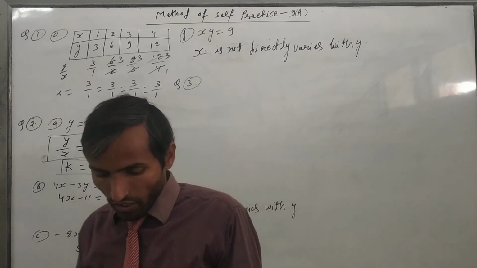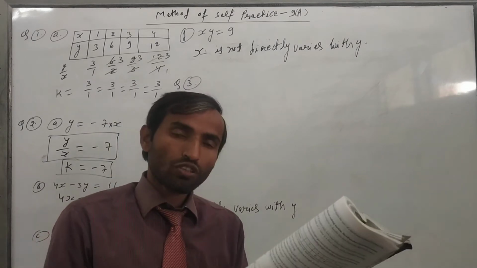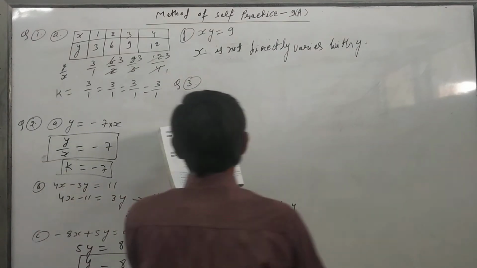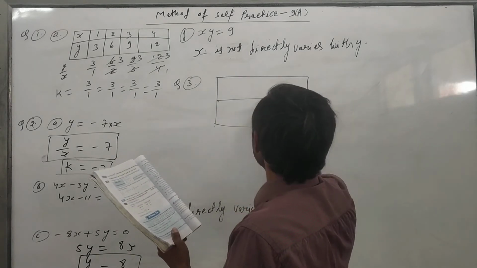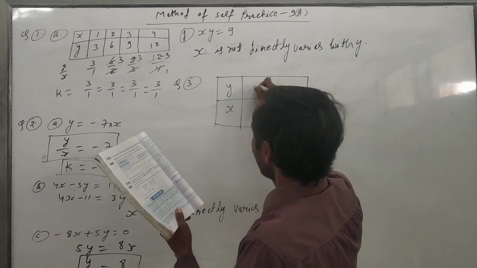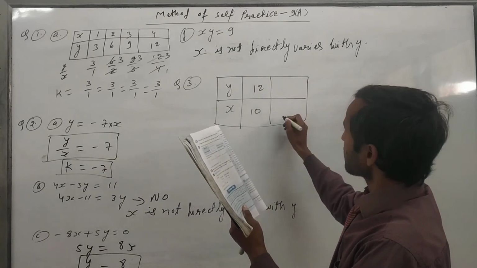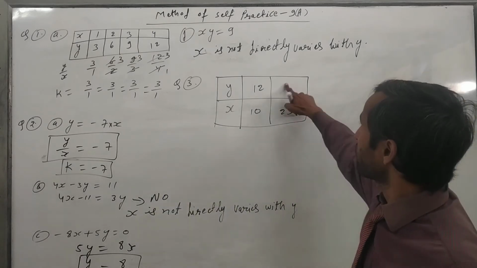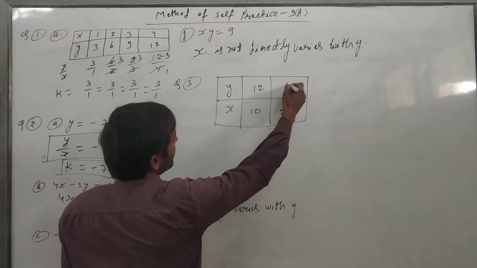Now in question number 3, how will we do it? All of you read question number 3. In question number 3, the value of y varies directly with x. The question is already given, and in that case we have to find some value. Just make a table here, y and x. The y value given is 12. At that time x is 10. After that we have to find y when x is given as 25. So what is the value of y here?